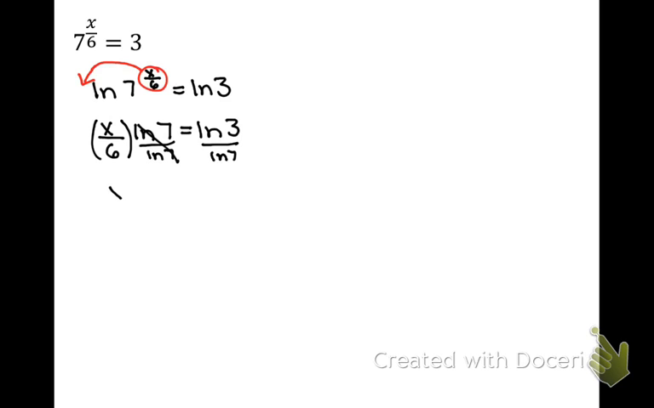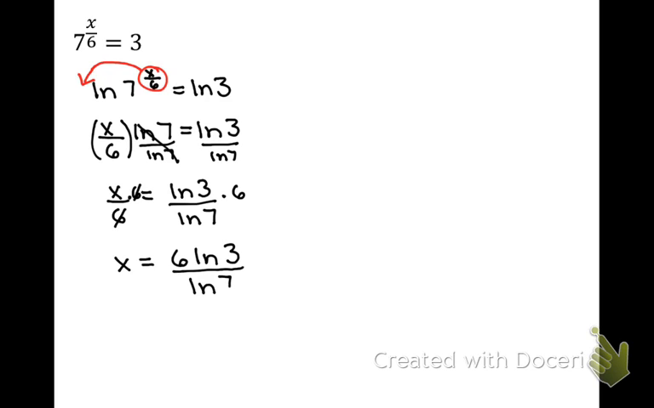So I'm going to end up with x over 6 equals the ln of 3 over the ln of 7. My x divided by 6, I undo division with multiplication. So I am going to get that x equals, I'm going to write that 6 in the front, 6 ln of 3 over the ln of 7. There we go. This is my exact answer.